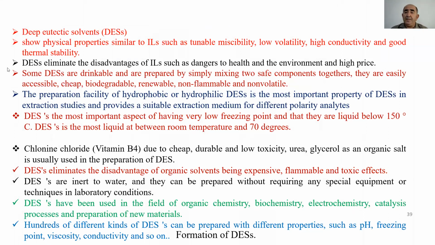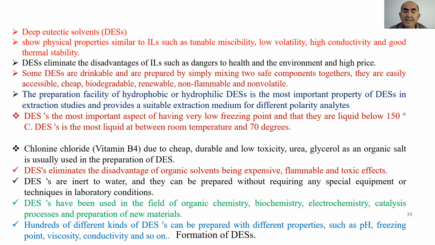Another kind of new generation solvents is deep eutectic solvents. We call them DES. They have some physical properties similar to ionic liquids. They are very environmentally friendly, and their price is much lower than ionic liquids.